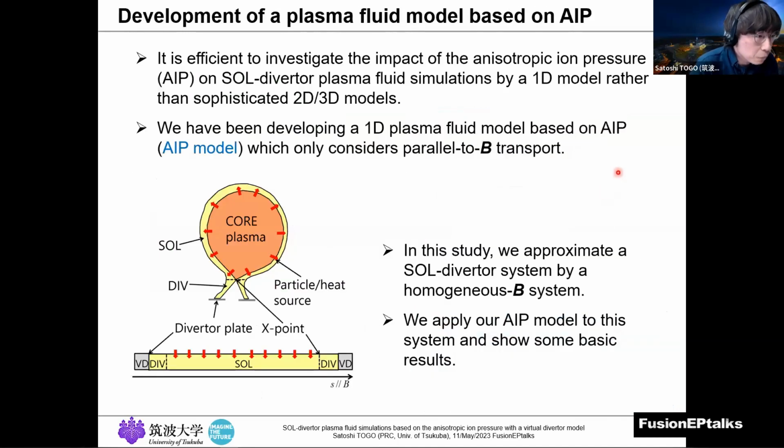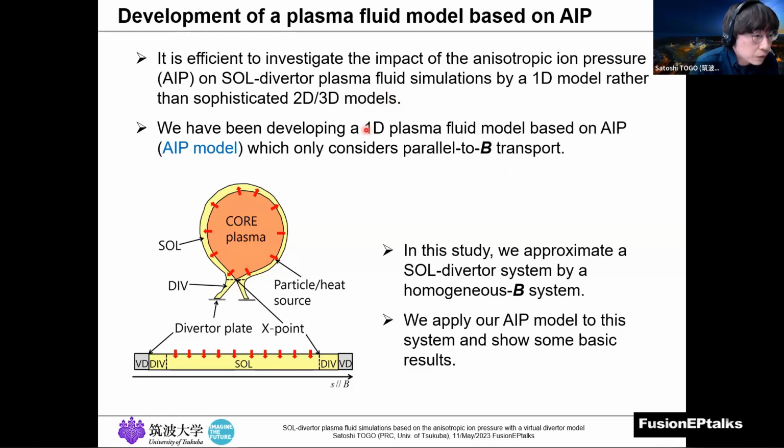I'm sorry for this lengthy introduction, and this is the final slide of this part. It is efficient to investigate the impact of the anisotropic ion pressure on SOL-divertor plasma fluid simulations by a 1D model rather than sophisticated 2D or 3D models.